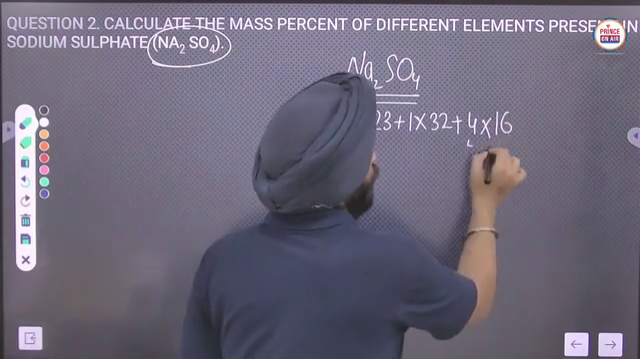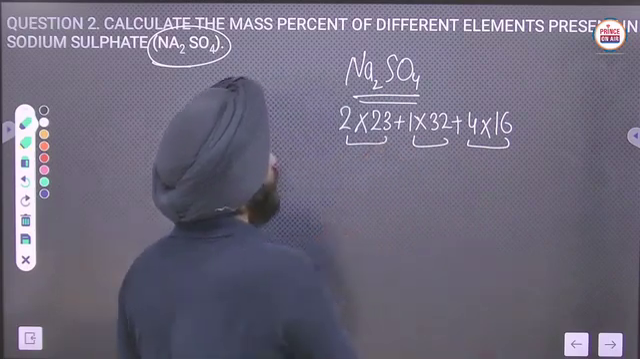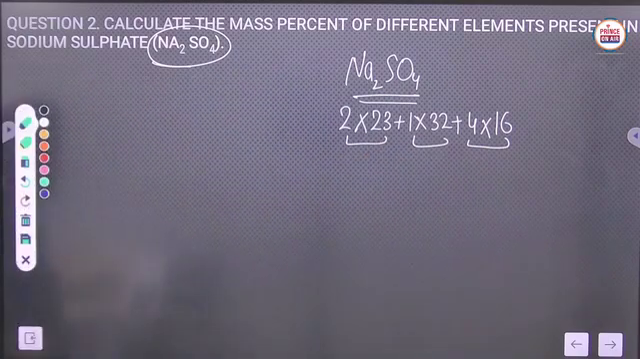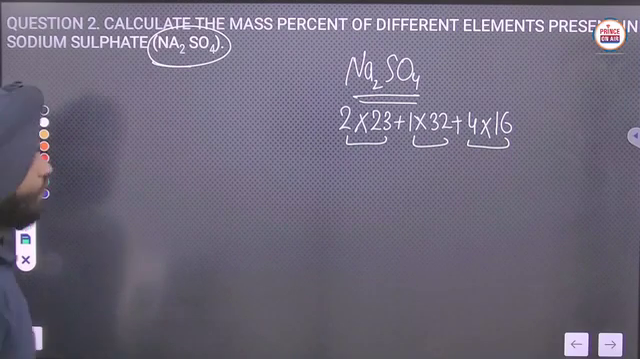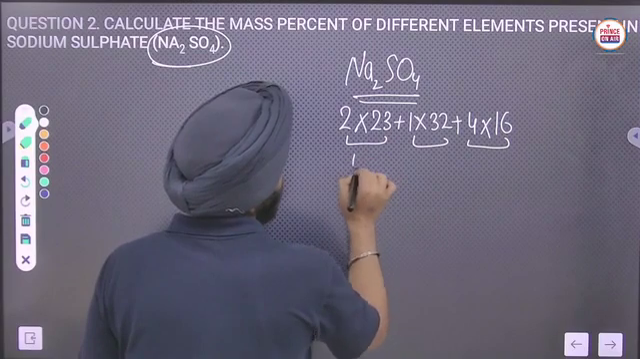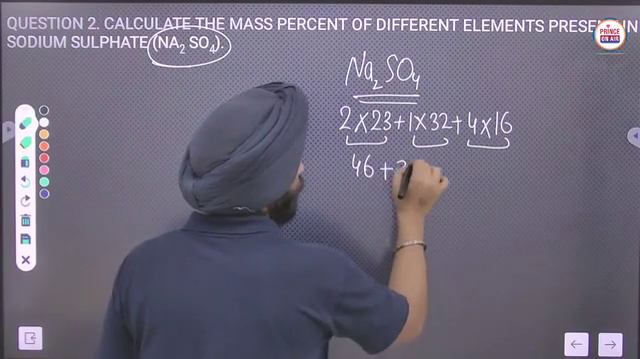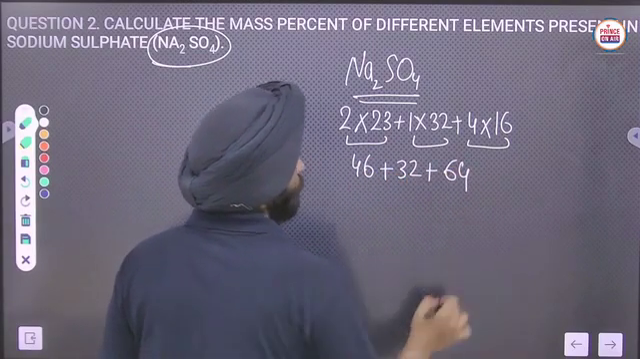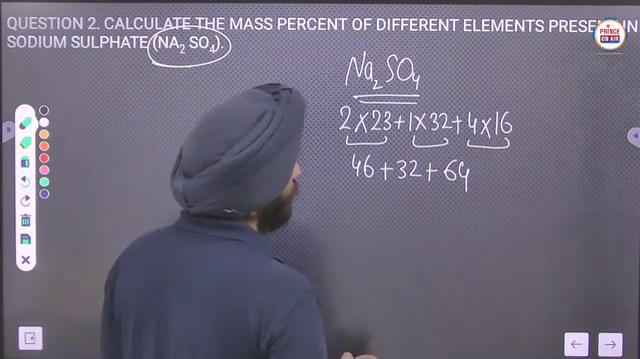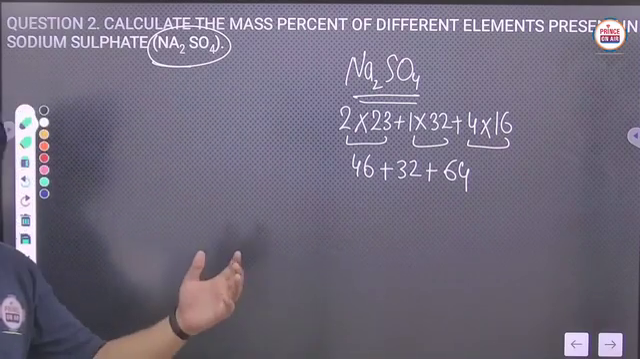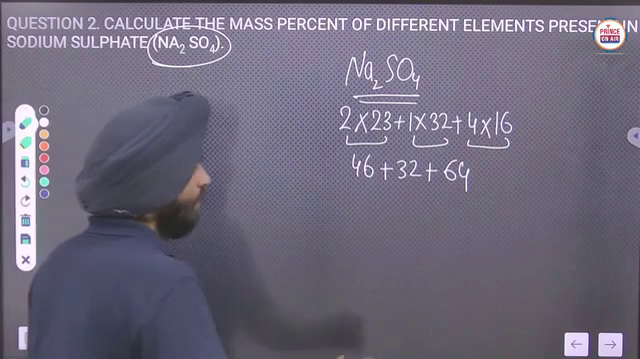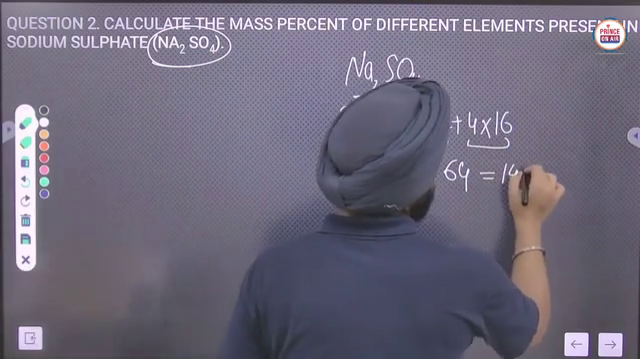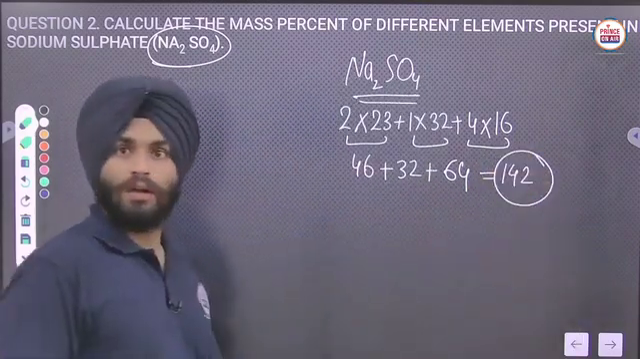Try to do that calculation yourself first. Yes, done. So it is 46 plus 32 plus 64, which comes out to be 142. Clear?